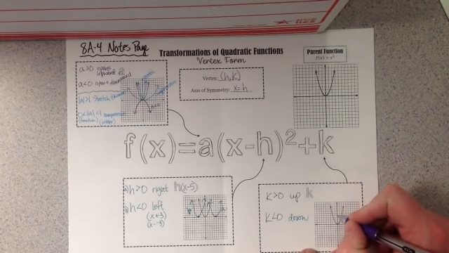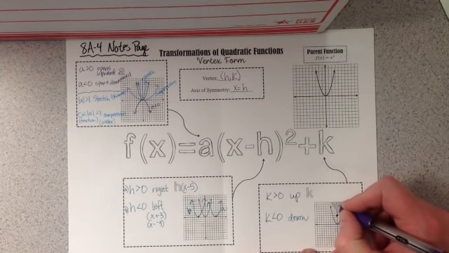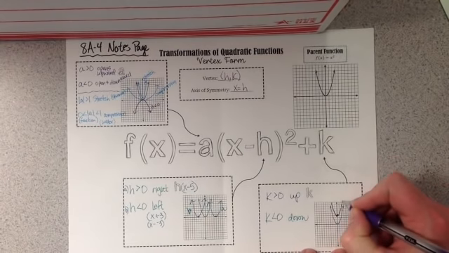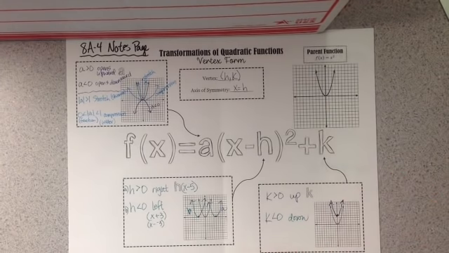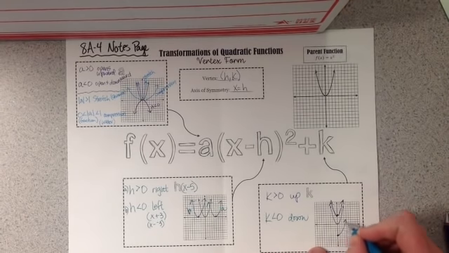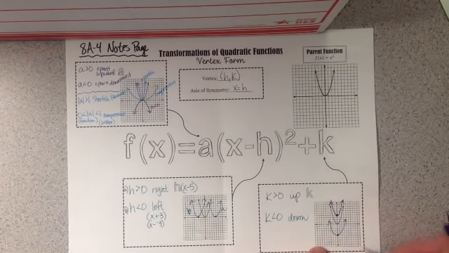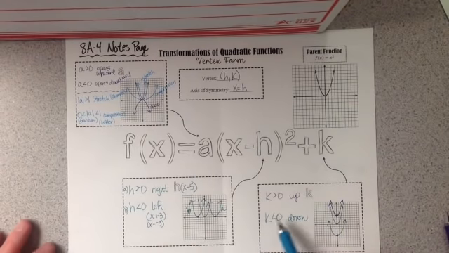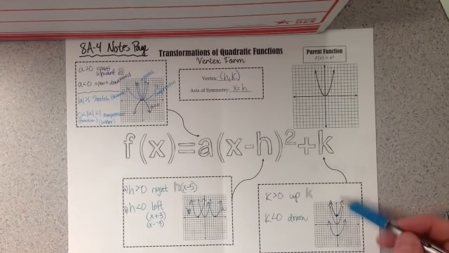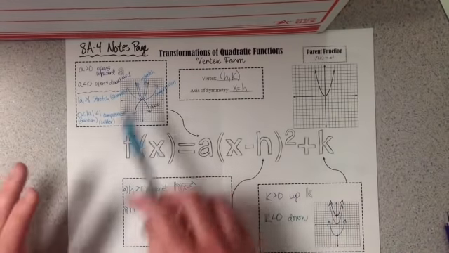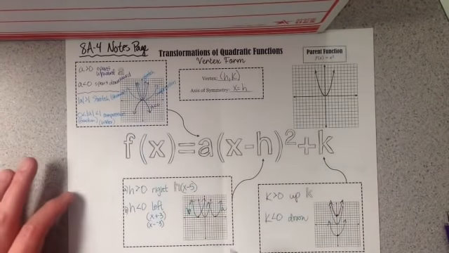So if it's greater than 0, it could be right there. If it's less than 0, it might end up looking something like this. That's a little fatter than it should be, but you understand. Because k was negative, I'm going to move down the y-axis. Okay? Now, typically, you're going to have more than one of these changes at the same time.